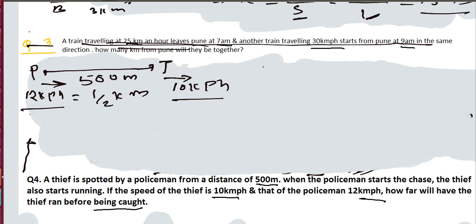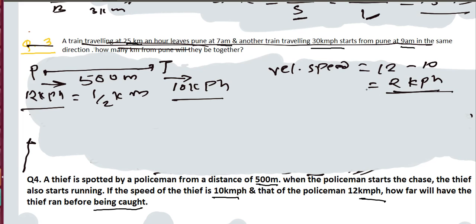They are running, right? The thief is also running, the policeman is also running. They are running in the same direction with a relative speed, and the relative speed here is the speed of the policeman, 12, minus the speed of the thief, 10, that is 2 kilometers per hour. So the time required to cover this half kilometer, because the policeman has to cover this distance with the relative speed, is important because the thief is also running.